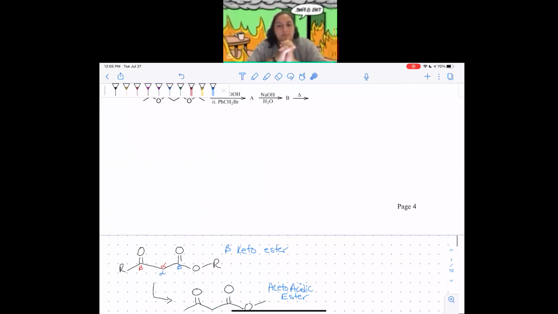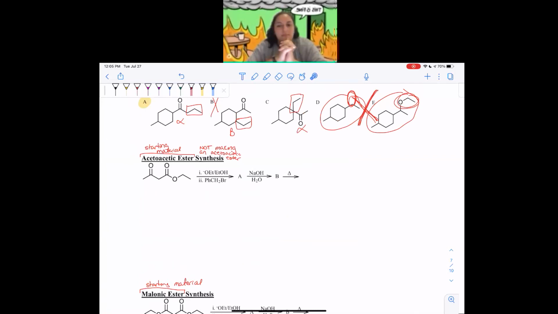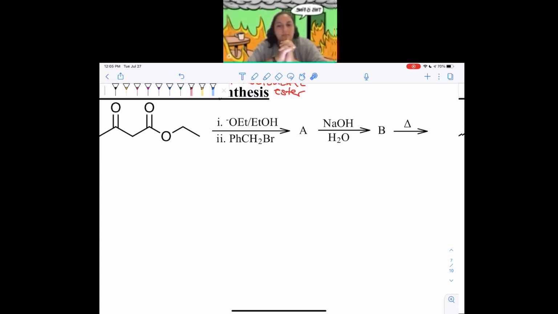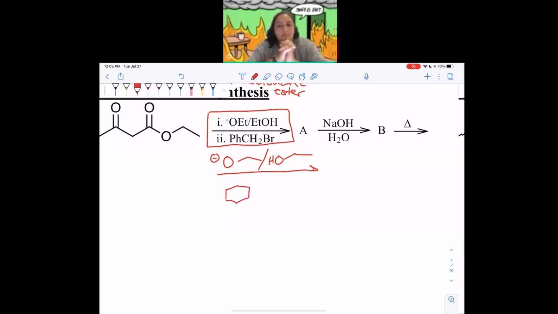Okay, so let's go back up here and let's finally do this reaction. We're going to look first at each step and break it up and turn this into an easy peasy lemon squeezy reaction. So in this first step, we have OEt- and we have phenyl CH2Br. So these reagents are for what kind of reaction that we learned about?